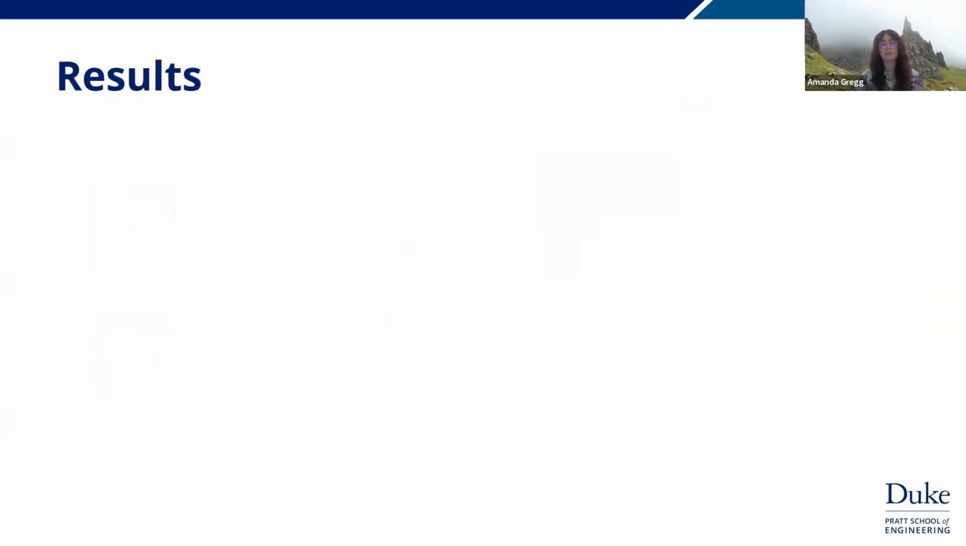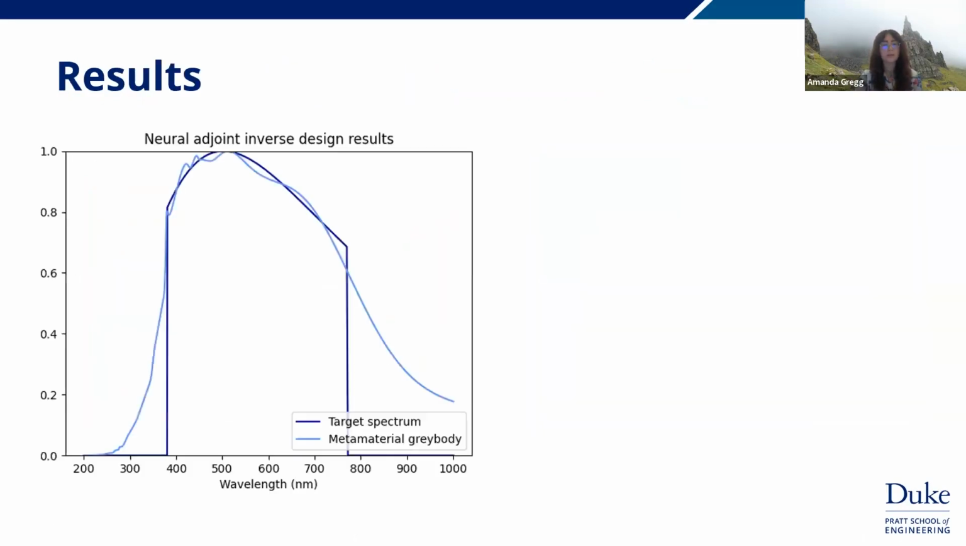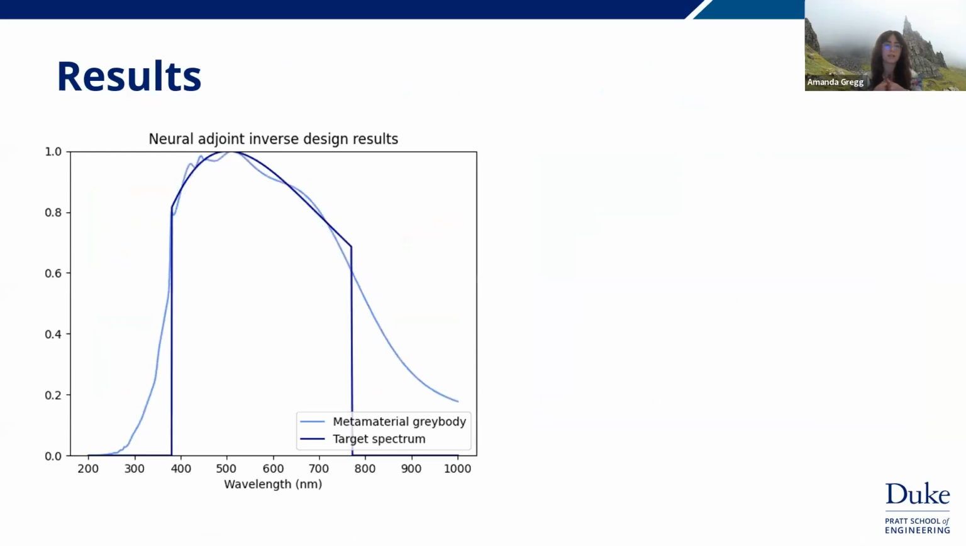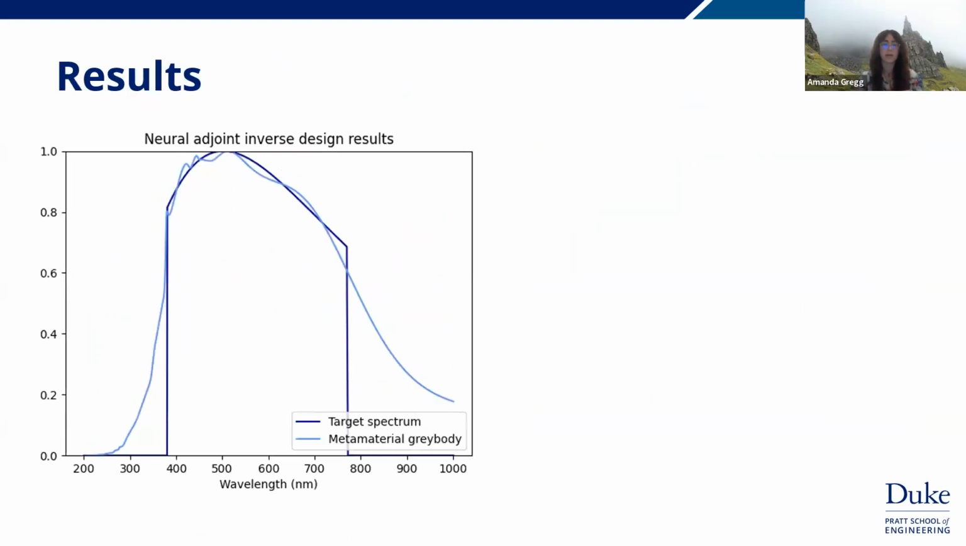For this problem, this is what the results look like. As you can tell, the gray body spectrum from the metamaterial very closely matches the target spectrum. Now I want to show an animation of some other designs that the model was able to identify as not as good. As you can see, this runs through these other designs, and the model was able to select the geometry that gave us the best spectrum shown here.